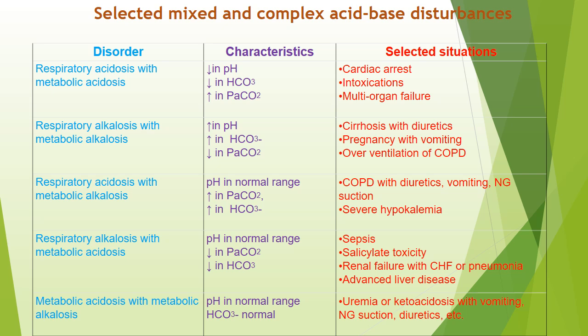The last one, it is the metabolic acidosis with the metabolic alkalosis. In that one, the pH is in the normal range and bicarbonate in the normal range. Especially seen in uremia or ketoacidosis with vomiting, NG tube suctioning and diuretics.